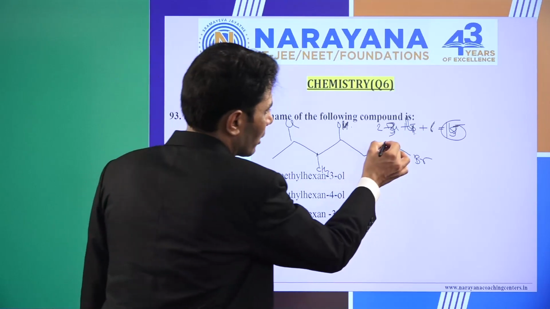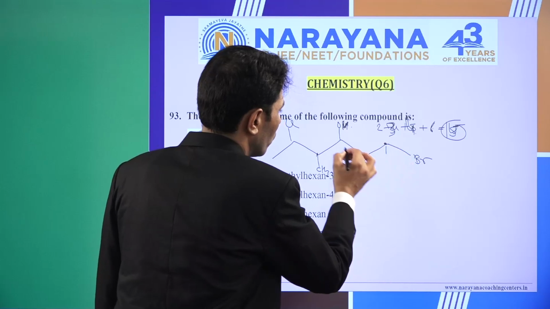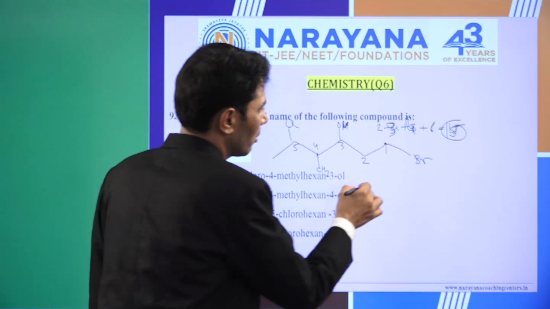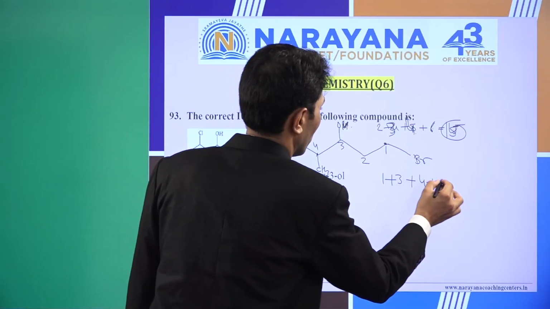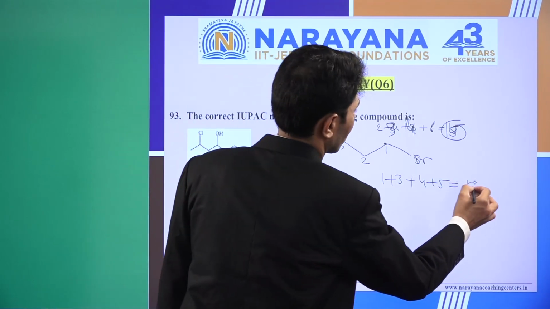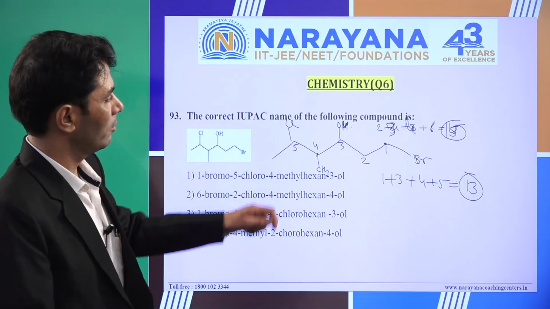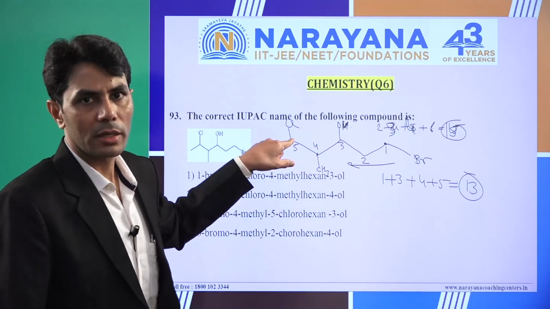But if we start numbering from this terminal, it will be 1, 2, 3, 4, and 5. What will be the sum? 1 plus 3 plus 4 and 5. It will be 30. So where is the lowest sum? From these numbers. So we can say this numbering is the correct numbering.